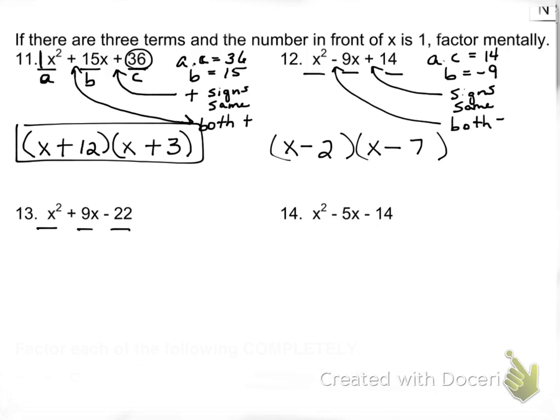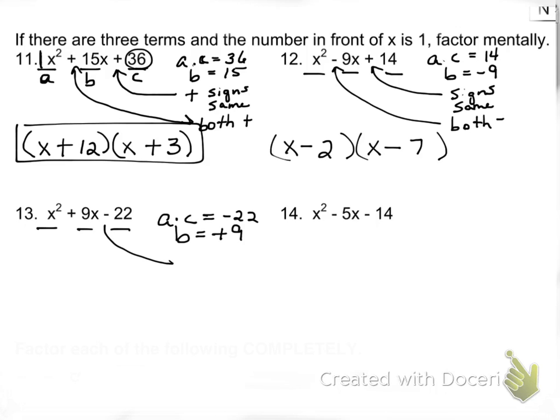And if you check, look at the last two numbers. -2 times -7 is positive 14. -2 plus -7 is -9. So we're where we want to be. Looking at number 13, a times c is -22, and b is positive 9.